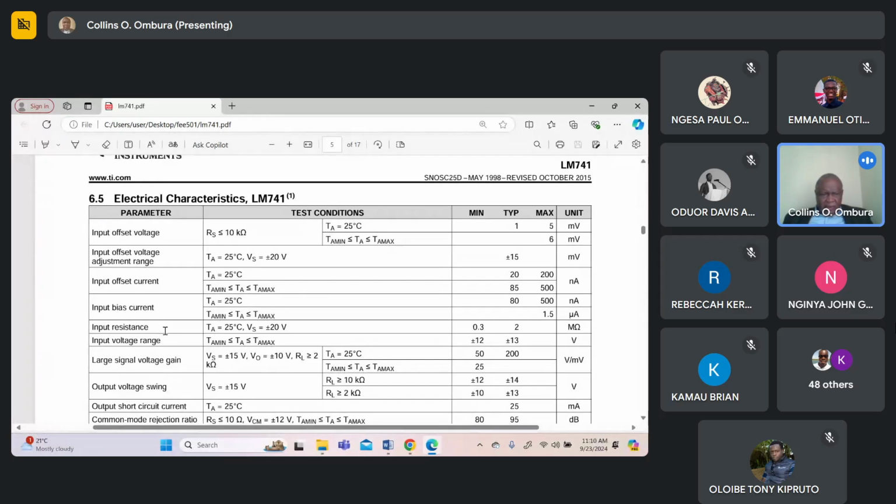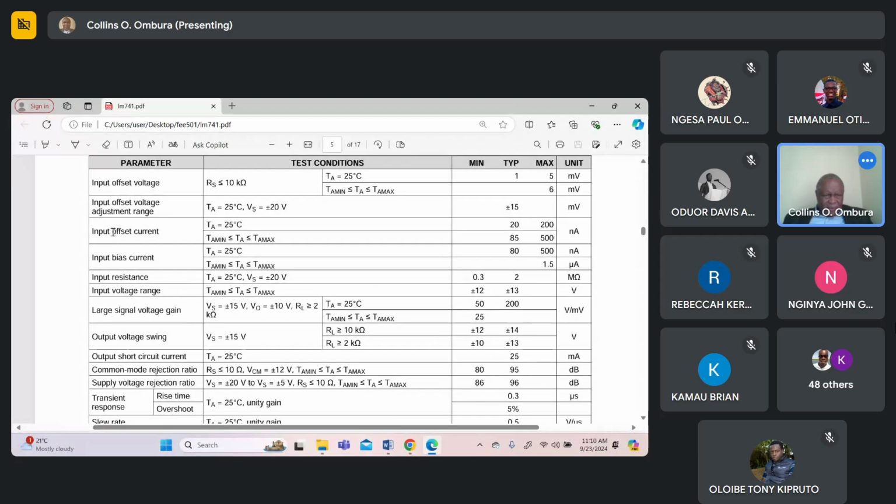And then is there IIO? Okay, there are some other important characteristics over here. Input resistance at 25 degrees centigrade, and the supply voltage is plus minus 20. It ranges from 0.3 megohms to about 2 megohms. So this will be useful if you want to transfer as much voltage as possible from your source to the input of your amplifier.